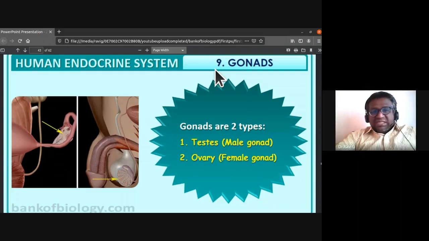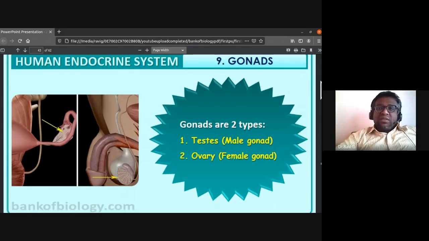Now let us discuss the gonads, or the reproductive organs. The gonads are of two types. Here we don't use the terms antheridium and archegonium, or androecium and gynoecium. In animals, the testis is the male gonad, or reproductive organ, which produces the sperms. The ovary is the female gonad which produces the egg cell.